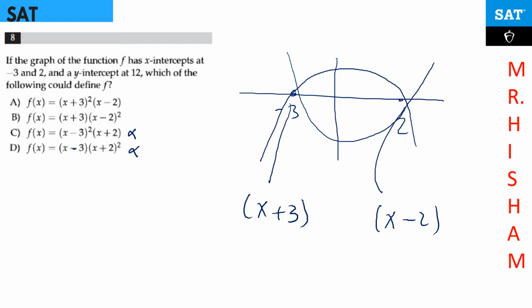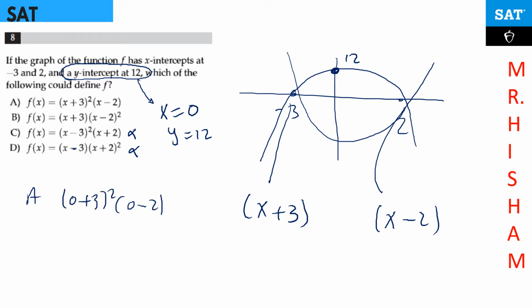So how do I make sure that the answer is A or B? It gives me a hint here. It says that the y-intercept is equal to 12. And the meaning of y-intercept is that at x equal to 0, y is equal to 12. So I have an intersection point at 12. So let's plug in at the first one, A. 0 plus 3 squared times 0 minus 2, which is equal to -18. So the answer is not A, so directly the answer should be B.